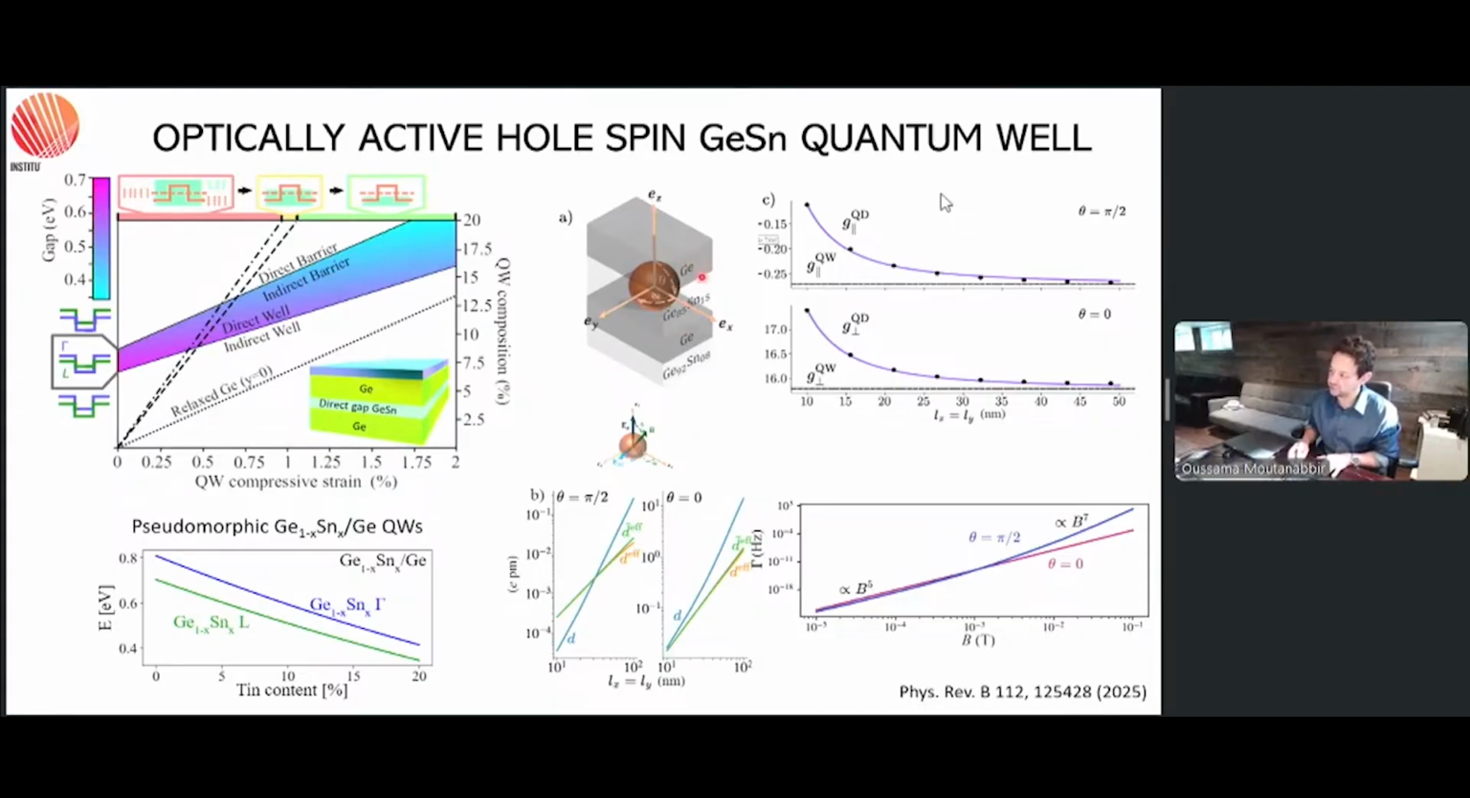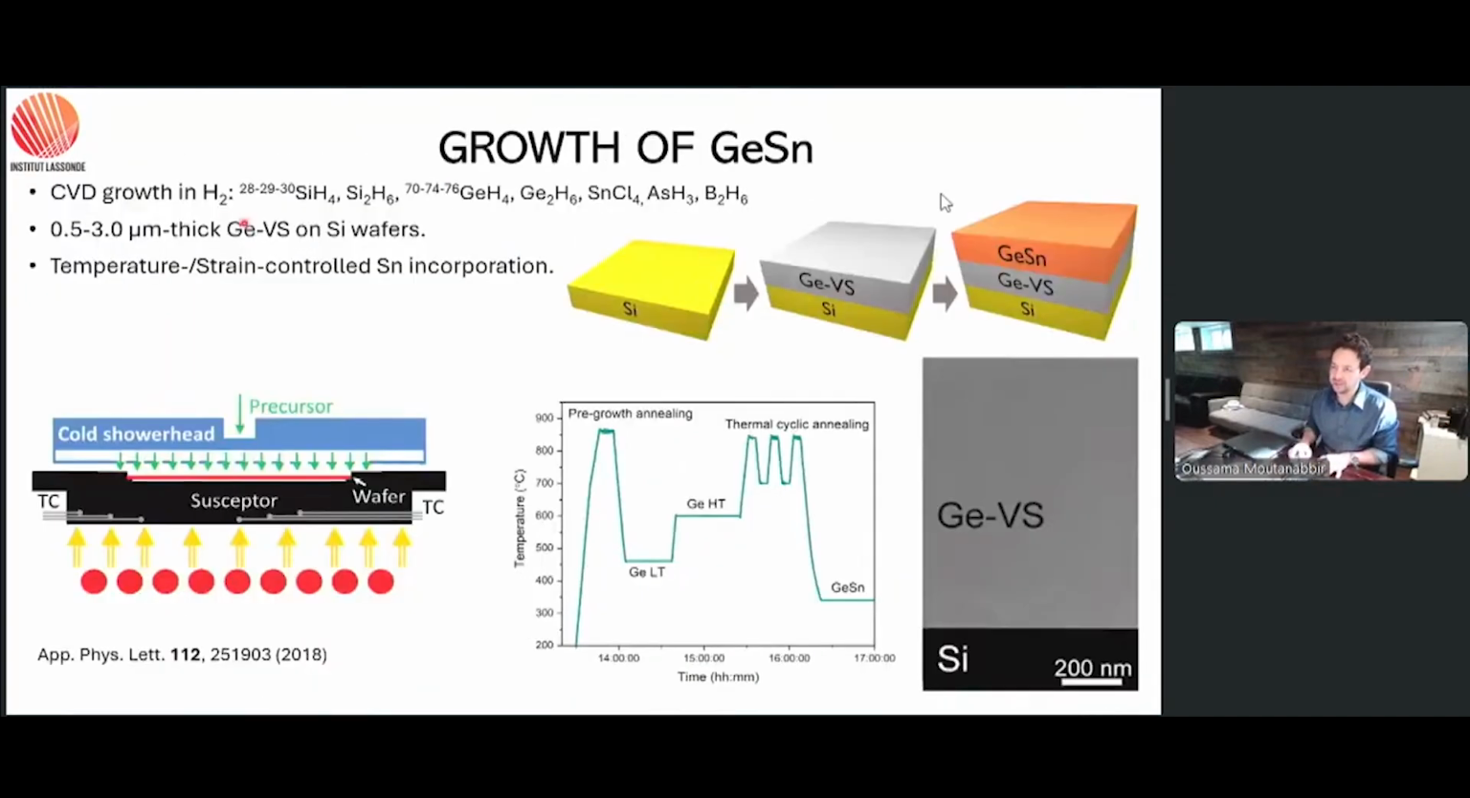So this is really the difficult part in growing these materials. What we do in general, everything is grown in a CVD reactor. We start with a silicon wafer. This is a shower head reactor. For germanium, we use germane, and for tin, we use tin tetrachloride. So it's the same as I mentioned earlier for germanium, silicon germanium.